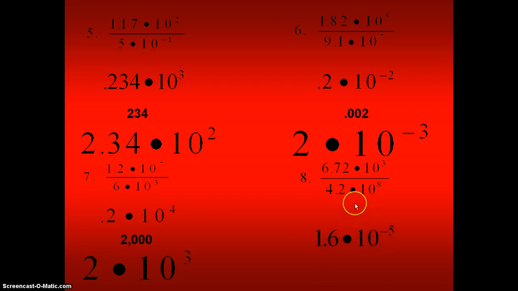Okay, do it again, divide, and then subtract your exponents. You're going to get 1.6 times 10 to the negative fifth power, and we like that one because this is in between 1 and 10, so there's nothing that we need to do any further than this. And that is the end.